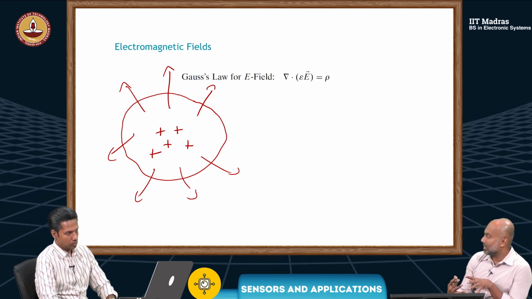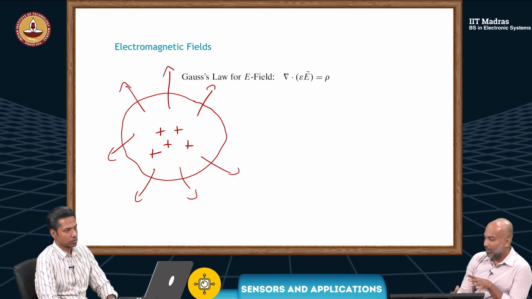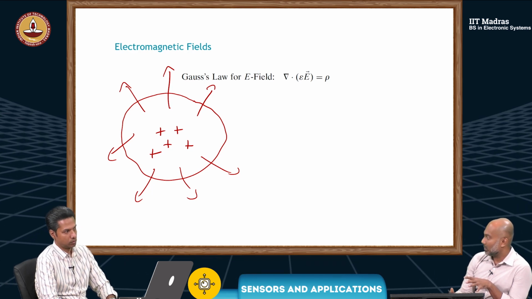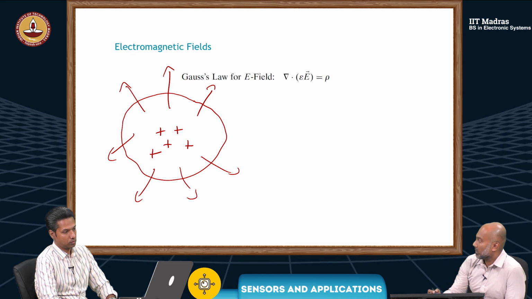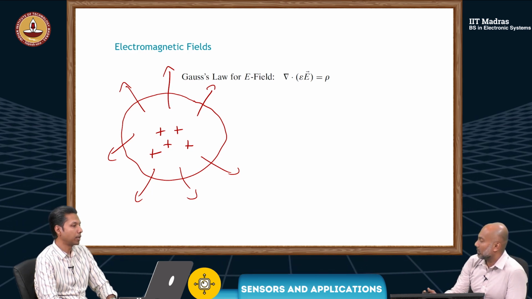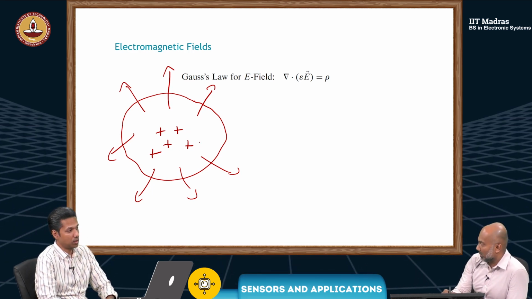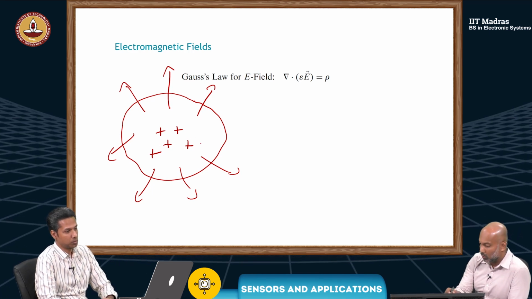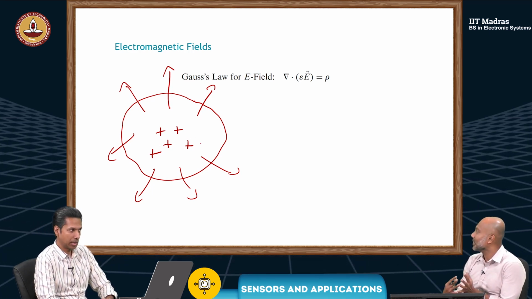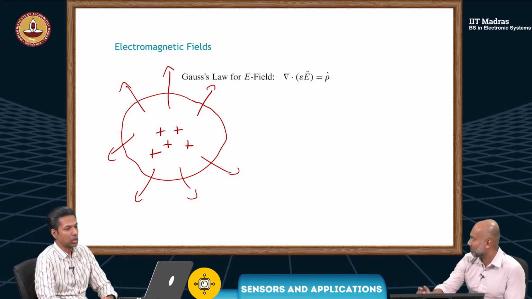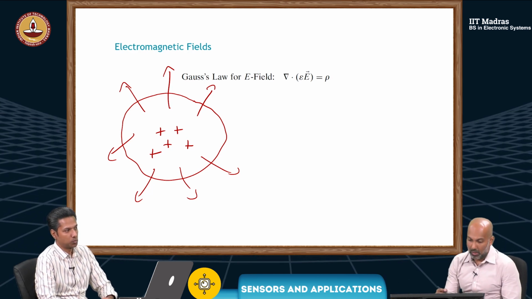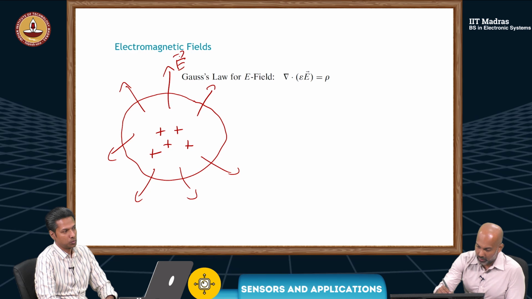Now, the flux over this surface is directly proportional to what? How much D is coming out. D that is coming out is proportional to how much charge is contained within, which is your rho. But these are electric fields, obviously.